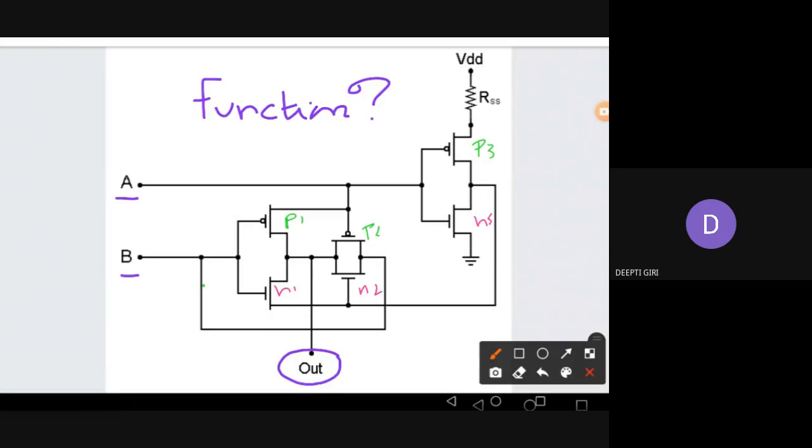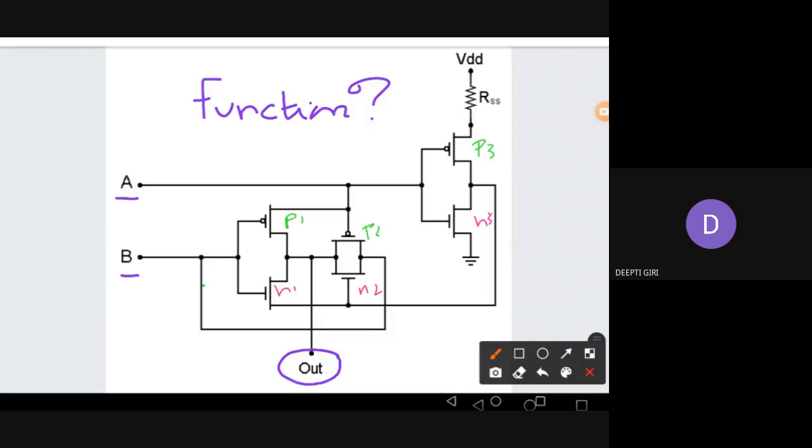Okay. So one way of analyzing is to look at the individual transistors and see whether they are on or off. If you see all those six transistors with respect to A and B, whether they are on or off, you know what the output is. Definitely, you will get the logical value of out. Another option is you look at the block level.